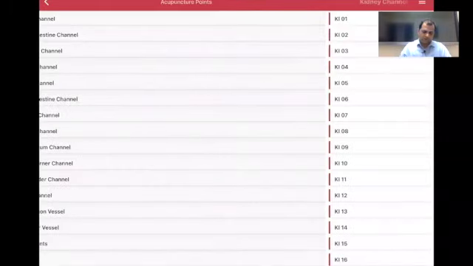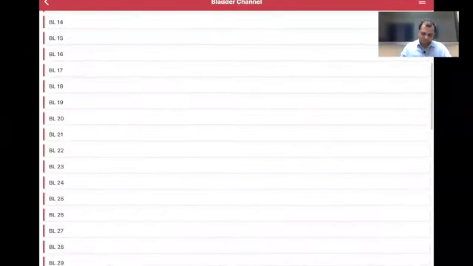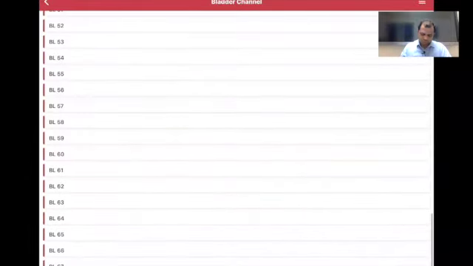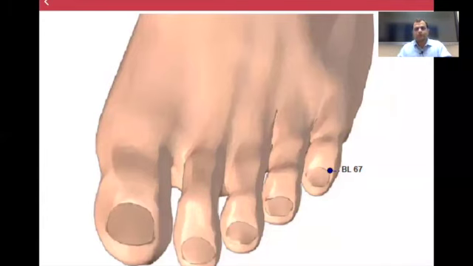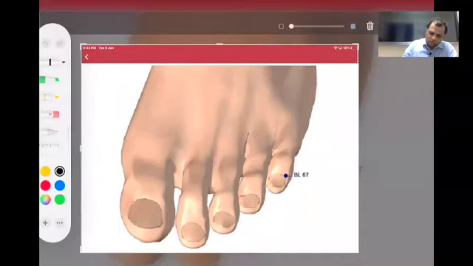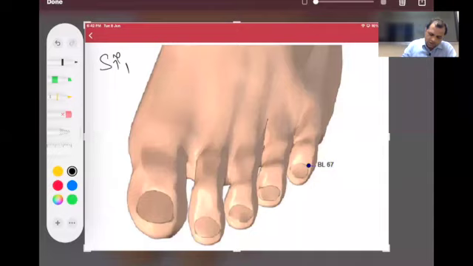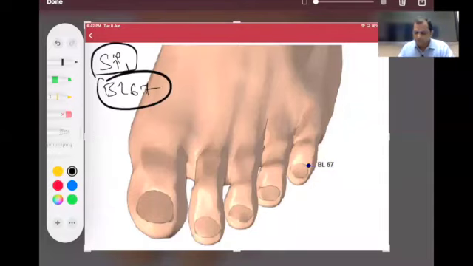So look at the bladder meridian. This is the location of urinary bladder 67. So if you are pressing the 2 points, one is SI1 and another is bladder 67, just 2 Jing-Well points, it will make your defense system much stronger.